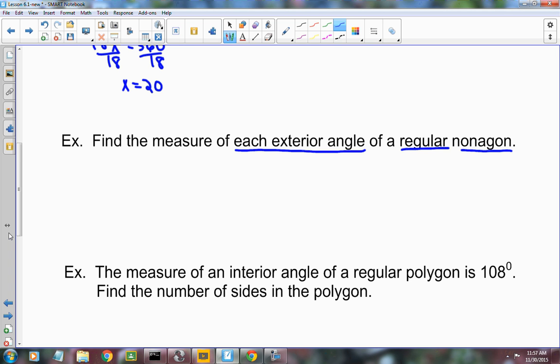What do you think we should do? 360 divided by 9, because the sum of all the exterior angles is 360. And so if we divide it by 9, that's going to give us what? 40 degrees? So there's a little formula for us. If I want to find an exterior angle, I'm going to take 360 and divide it by the number of sides. And that's in a regular polygon.